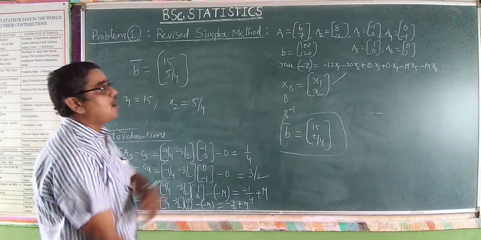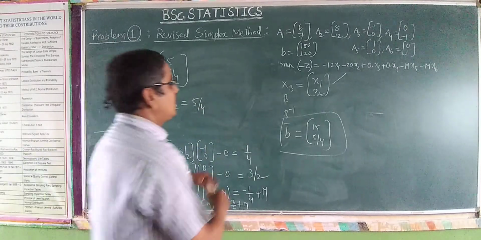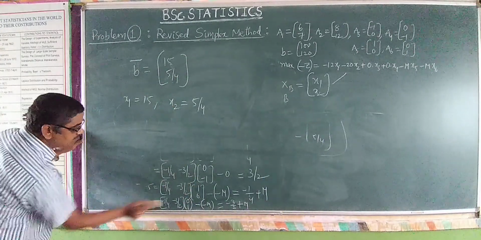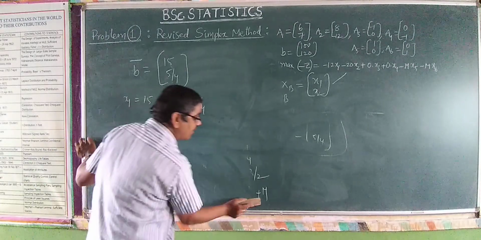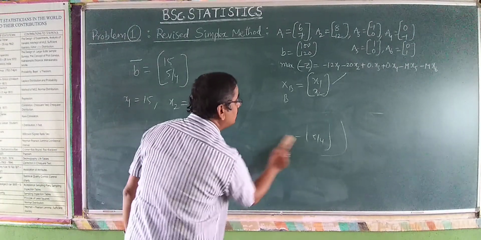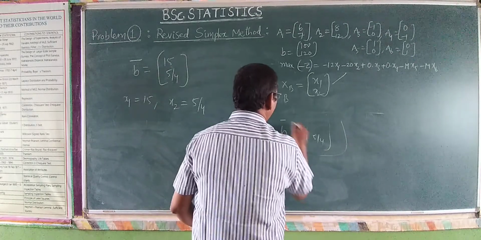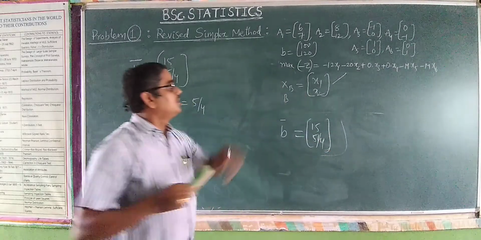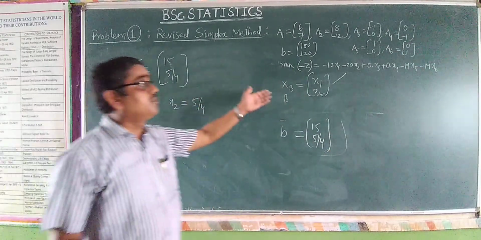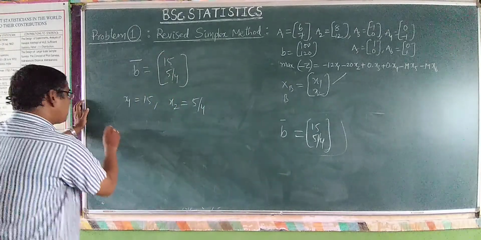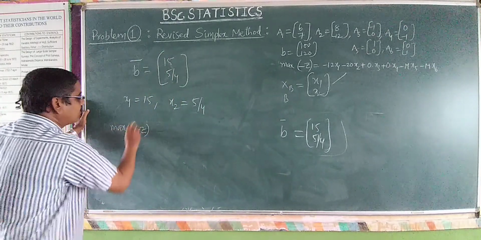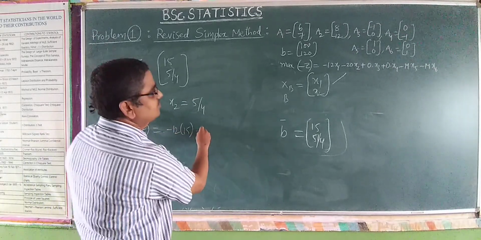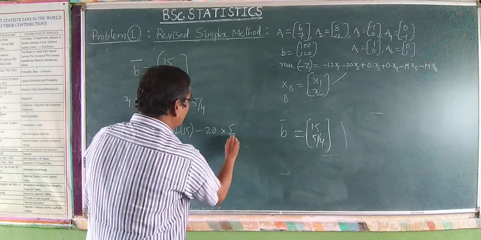While substituting in the objective function, we can calculate first of all maximize minus Z, and then we have to calculate minimize Z. I am very sorry, you should not stop there. This is what the students usually do, that they leave it here and they don't go for minimization. Here it is the problem of maximization, but originally it is a problem of minimization. So it was maximize, therefore maximize minus Z is equal to minus 12 into X1, which is 15, and minus 20 into 5 by 4.